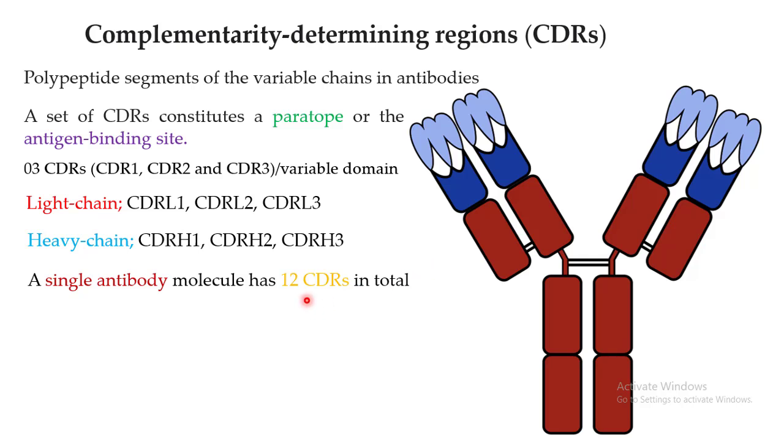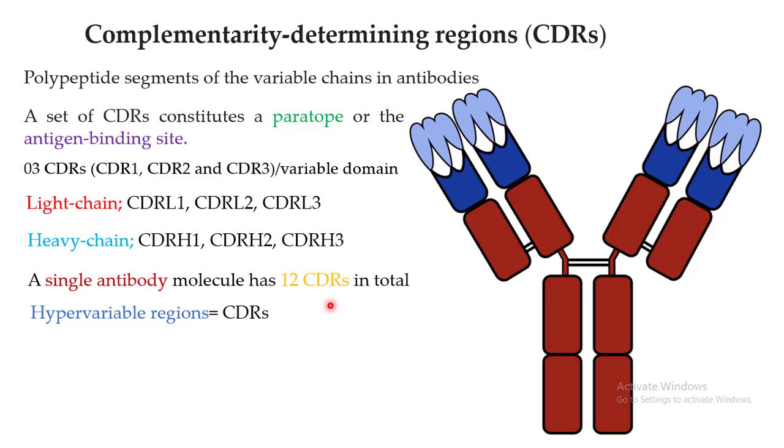So you are going to see a total of 12 CDRs in a single antibody molecule, because, as I told you, antibodies are made up of two heavy chains and two light chains. So if there are two light chains, there are a total of six CDRs, and there are a total of six CDRs in the heavy chains as well. So in a single antibody, you are going to see a total of 12 CDRs.